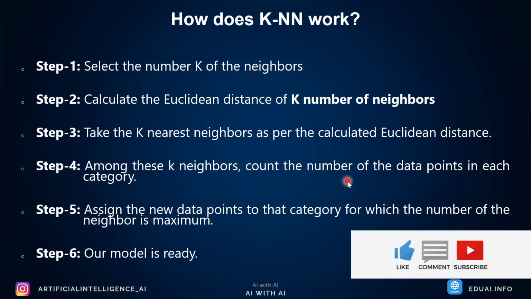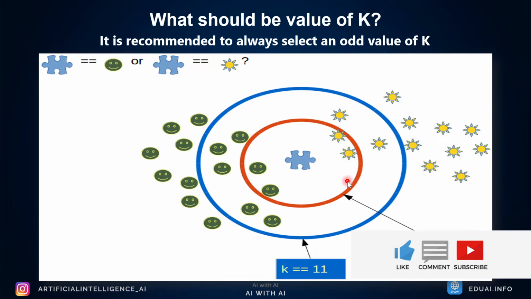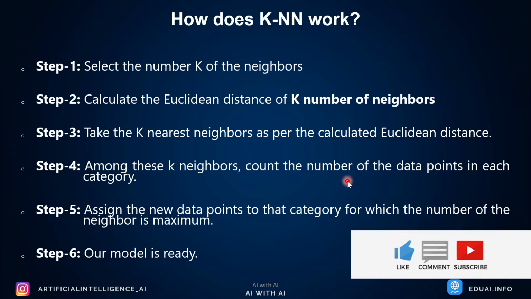What is the majority here? In the previous example, you see 7 smileys and only 4 suns, so I would choose the new data point as a smiley. Okay, so this is what, in simple words, your KNN does. The fifth step is again to assign the new data point to the category for which the number of neighbors is maximum, and our model is ready.